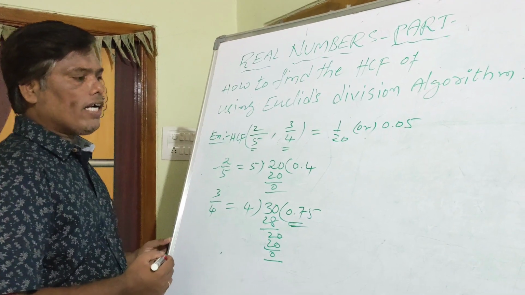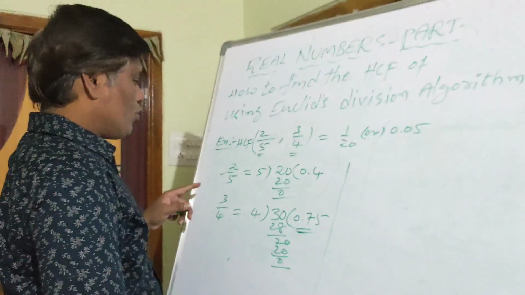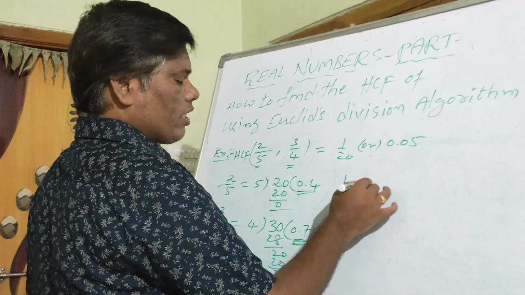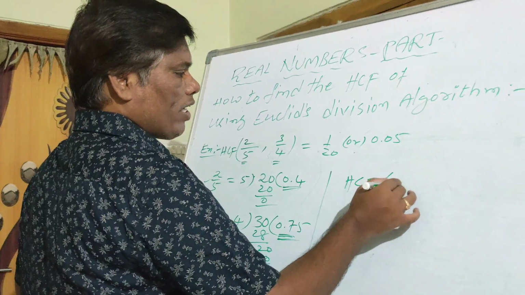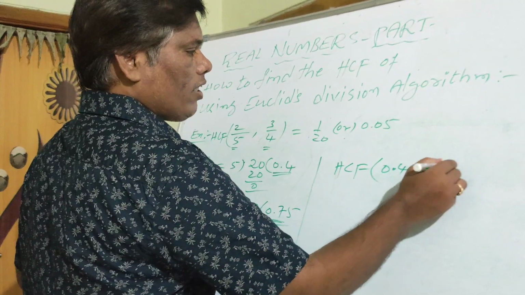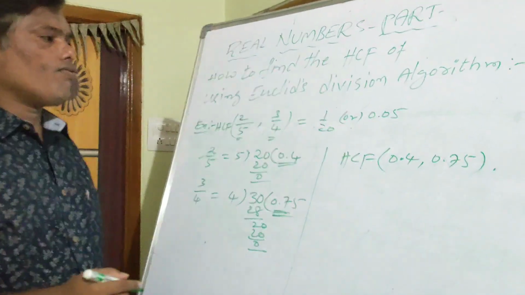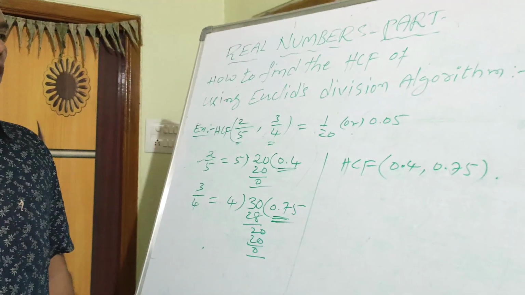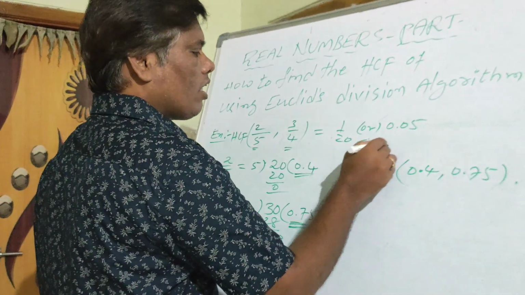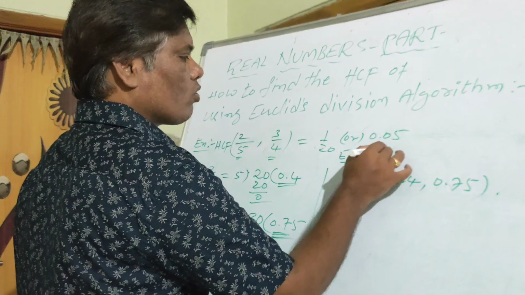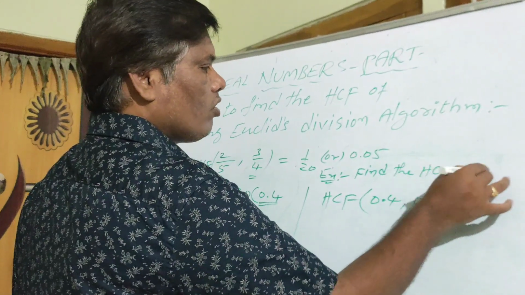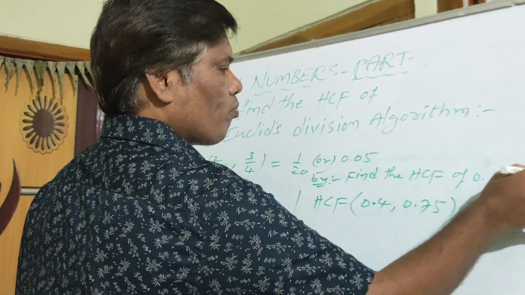So now I will find the HCF of 0.4 and 0.75. Let us take the decimals 0.4, comma, 0.75. What is the HCF of 0.4 and 0.75? So what is the example? The question is: find the HCF of 0.4, 0.75.